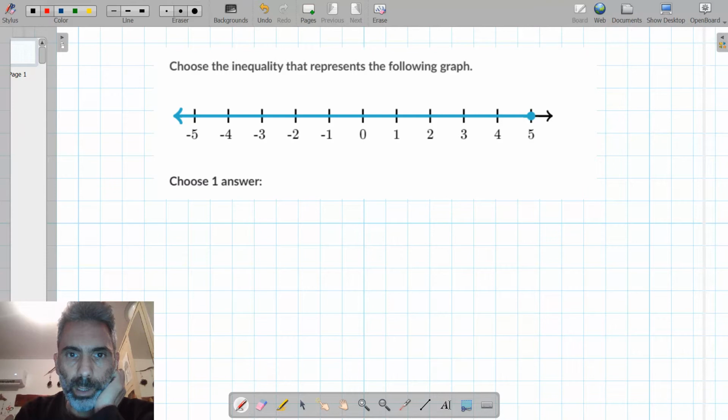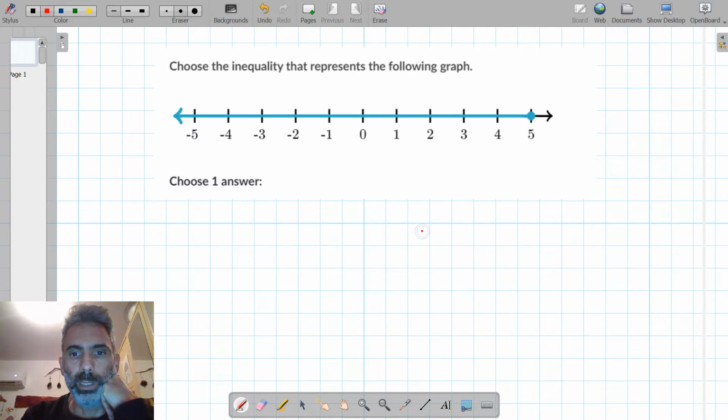to the left, meaning that all the values of the arrow are less than 5, and since the circle on the number 5 is solid, it is filled with color, it means that all the numbers are less than or equal to 5. So the inequality should look like this.